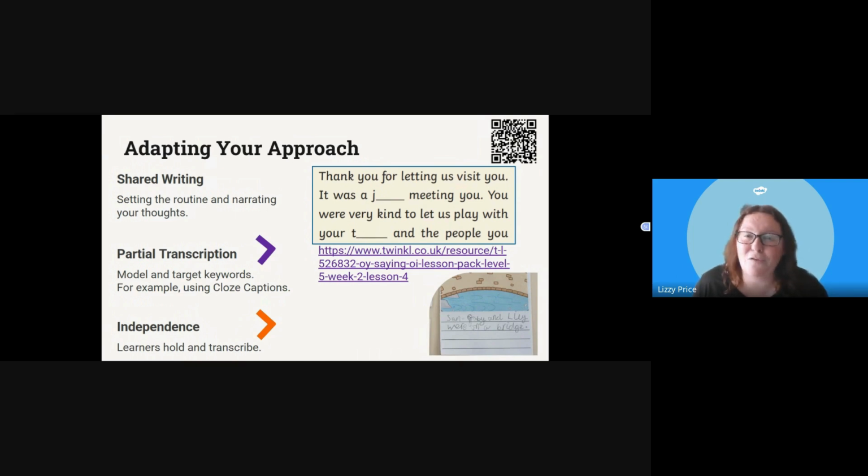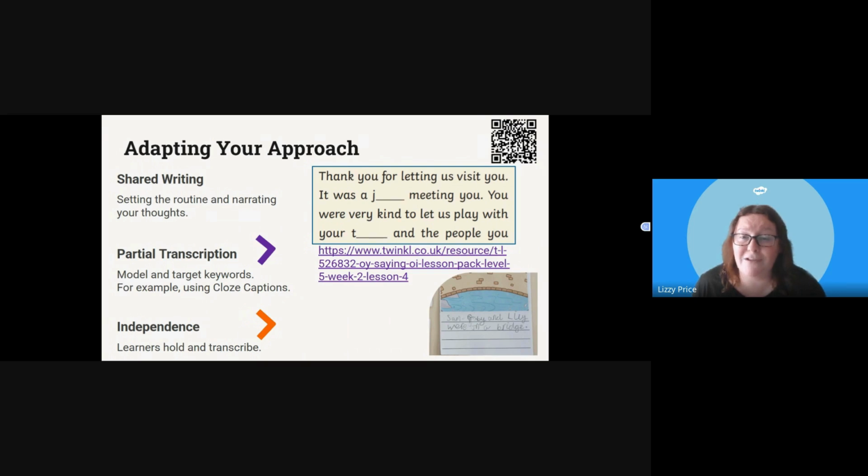Next, move towards partial dictation. Here, learners are only doing some of the transcription. You will model most of the transcription process, but select key parts for learners to attempt on their own. For instance, here you can see on the right of the screen closed captions, and these are where you draw that line where the words should be written. So learners hold the sentence, but transcribe only the words that you select for them to write.